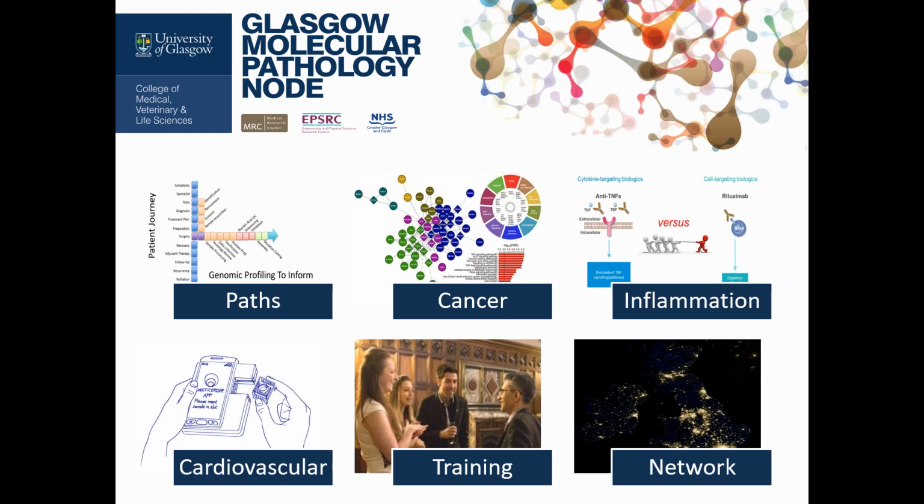I'm going to gloss over the training because I'll let Karin talk about that one in a moment, and I just want to talk a little bit about the network activities. So as Karin mentioned, the nodes function very much as a network, although there are 6 of us and we all have our own unique areas in which we are focused on. We very much talk to each other, we share opportunities and challenges, and there are 3 main areas where we've worked particularly closely together. So one is on the training side of things.